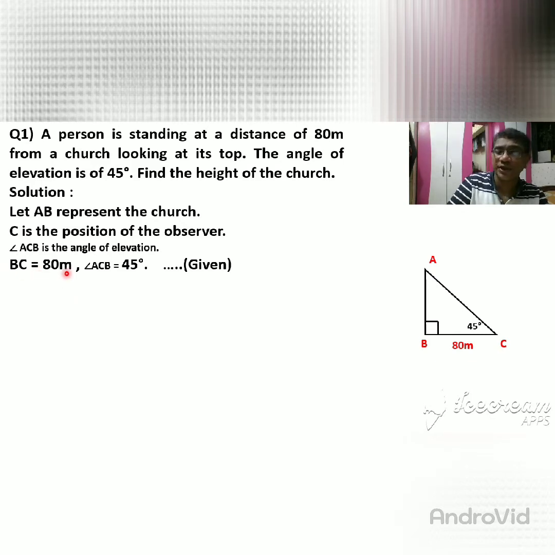Okay, so BC is the distance between church and person. So BC is equal to 80 meter. Angle ACB is equal to 45 degree. So I write 45 degree and here the reason is given.